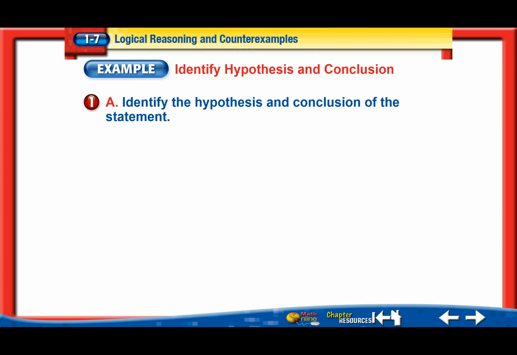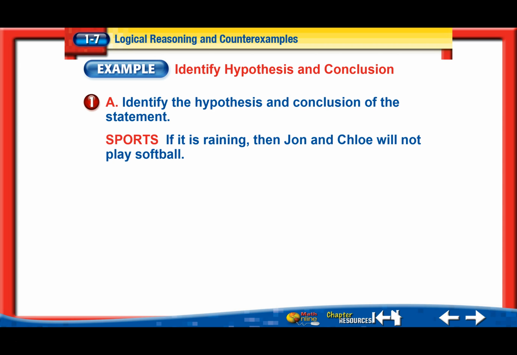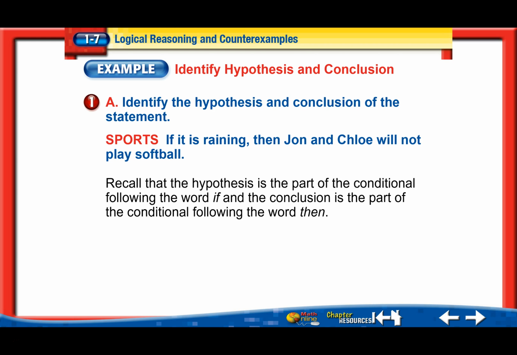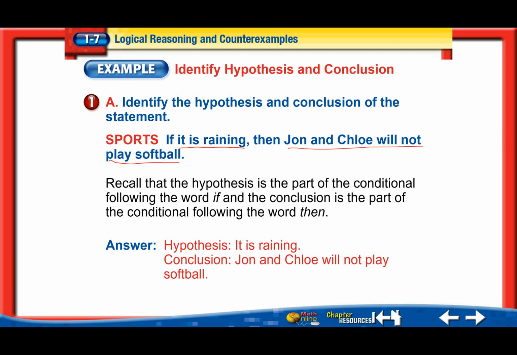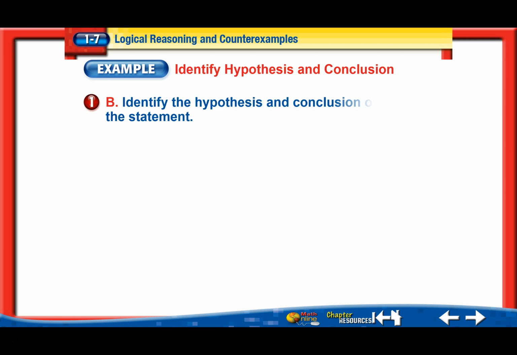All right, so let's see what some of these look like in some homework problems. Identify the hypothesis and the conclusion of the statement. Should be fairly easy. If it is raining, then John and Chloe will not play softball. So sad. I want to play softball. Recall the hypothesis is the part of the conditional statement following the if, and the conclusion is the part of the conditional after the word then. So, hypothesis: it is raining. Conclusion: John and Chloe will not play softball. Poor people.